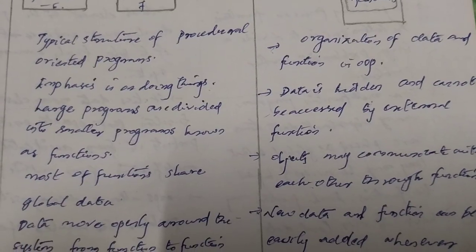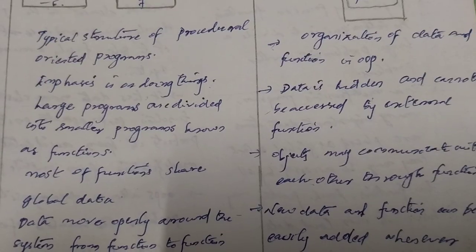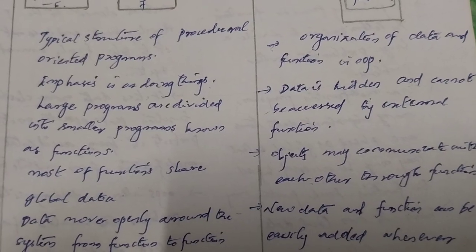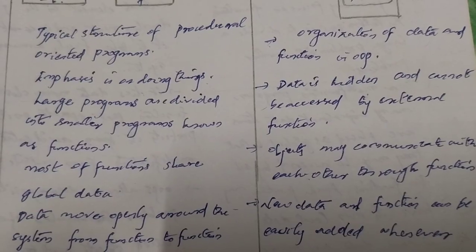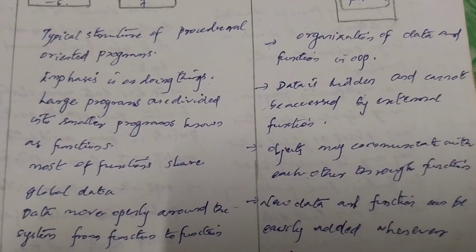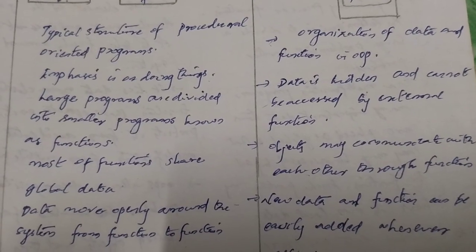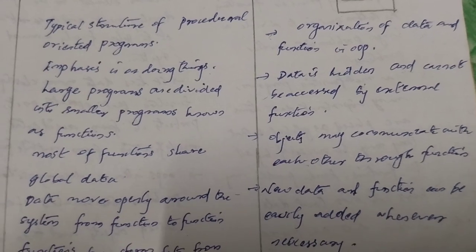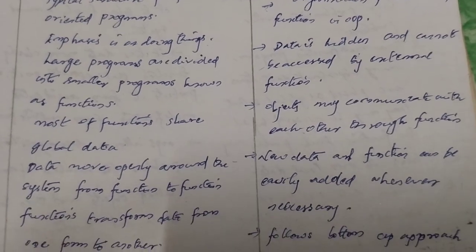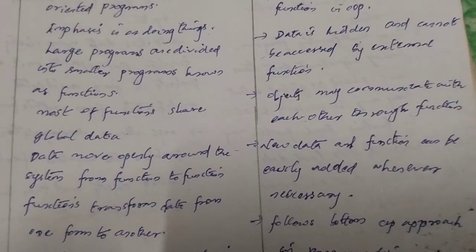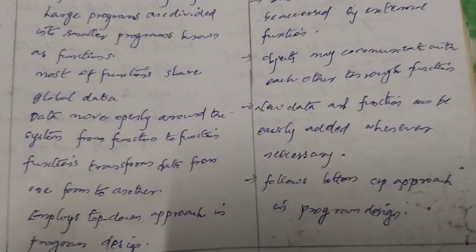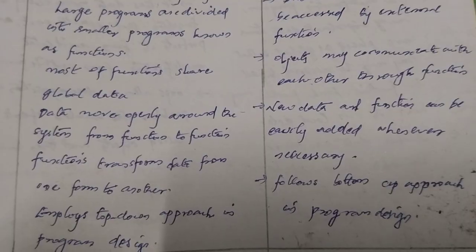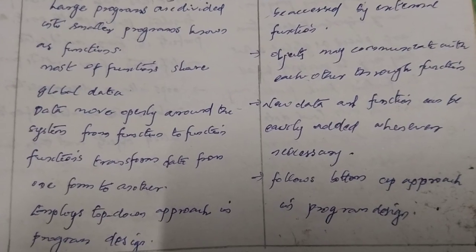The typical structure of procedure-oriented programs emphasizes doing things. Large programs are divided into smaller programs known as functions. Most of the functions share the global data. Data move openly around the system from function to function. Functions transform data from one form to another. It employs a top-down approach in program design.